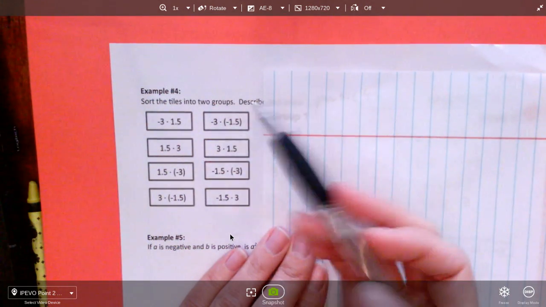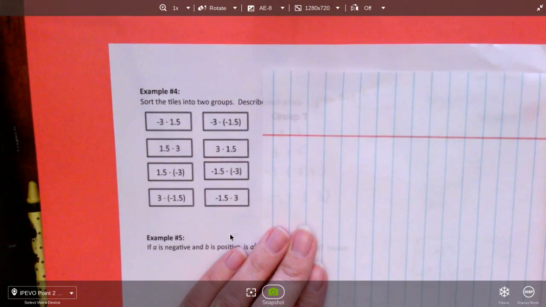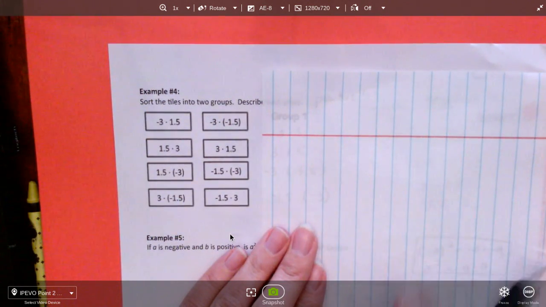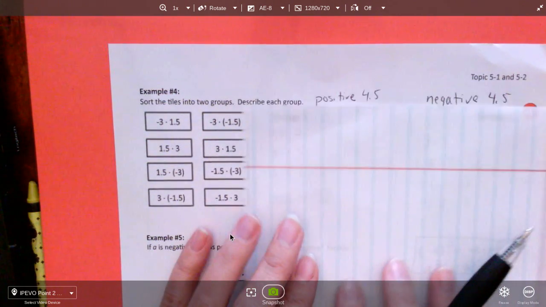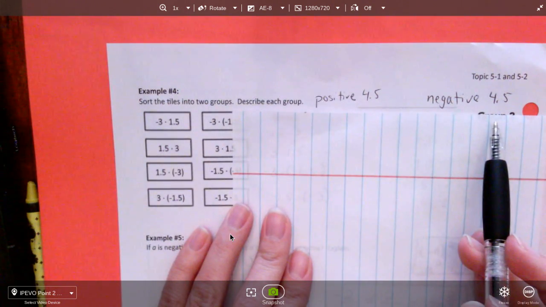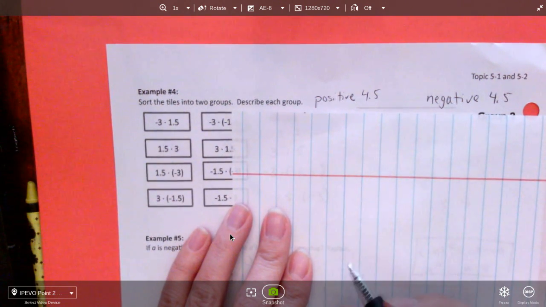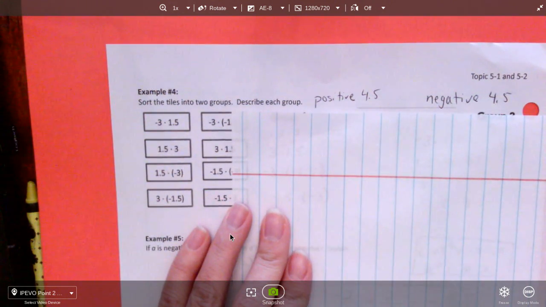So again, 3 times 1 and 5/10, well, 3 times 15 is 45. Move the decimal over 1 place, will give me 4 and 5/10. Some of them will give me a negative, and some of them will give me a positive. So I'm going to group these into positive 4 and 5/10 and negative 4 and 5/10. So this is basically the same thing that you did on the front. So go ahead and separate those two into groups. And pause the video.